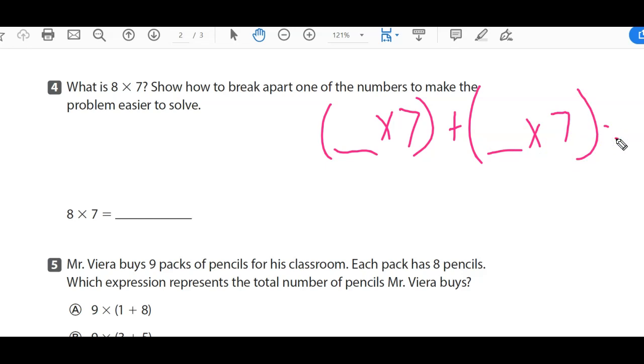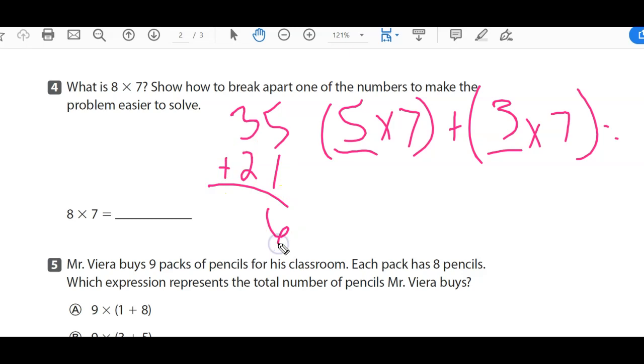And then add those. So what two numbers add together to get 8? Tell me. 6 and 2. Okay, 4 and 4, yes. I'm going to go 5 and 3 because I know what my 5s are. So 5 times 7? 35. I'm going to put it over here. 3 times 7? 21. And then add those together. 5 plus 1 is? 6. And 3 plus 2 is? 5. So then 8 times 7 is going to be? 56.